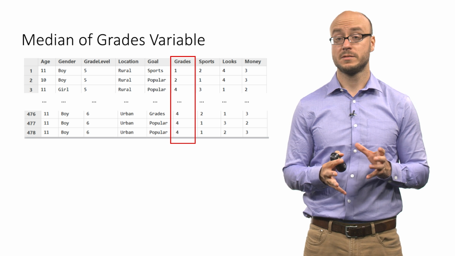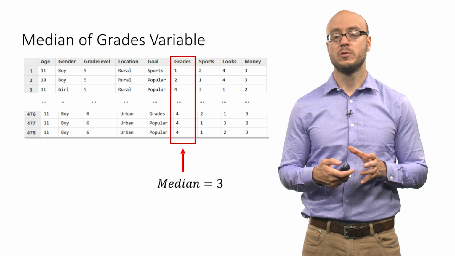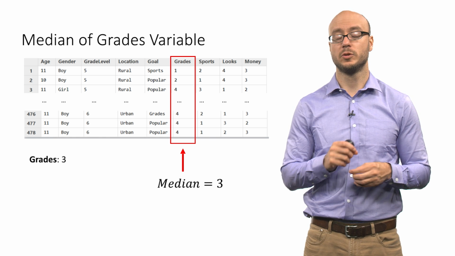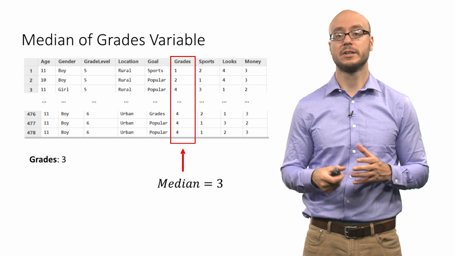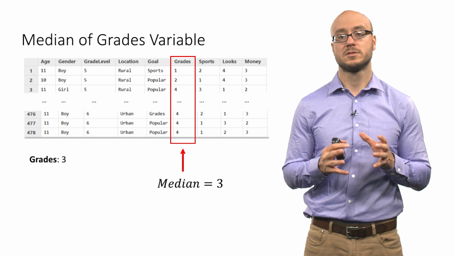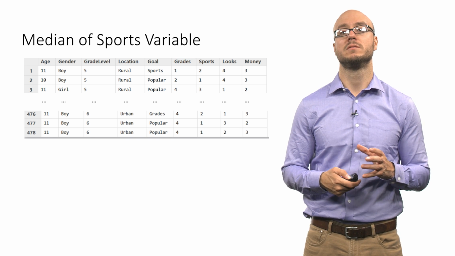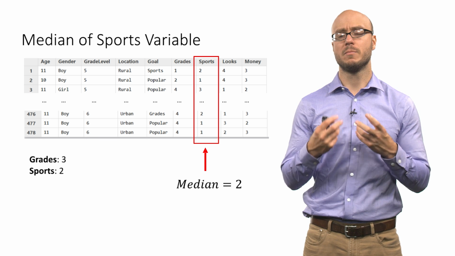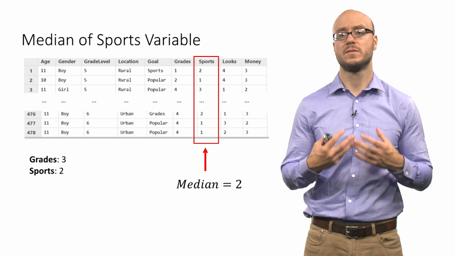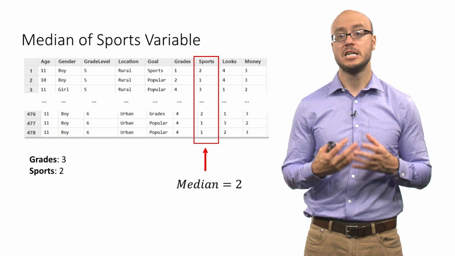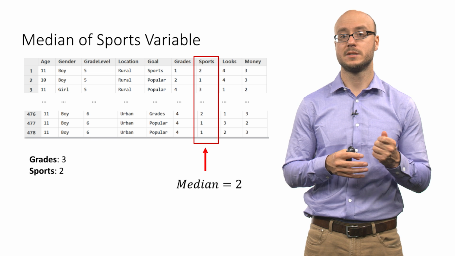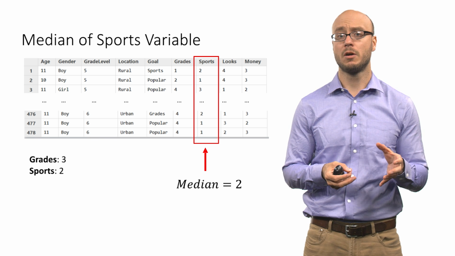Now we're going to use statistical software. When you use statistical software, it'll just calculate it automatically, so you don't actually have to rank the variables or do any calculations. But in our statistical software, the median for the grades variable is 3. The median ranking for the sports variable, the importance of sports in terms of popularity among kids, is 2. So you can see that sports, as a measure of central tendency, is ranked lower than grades.